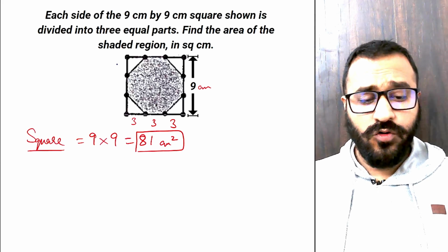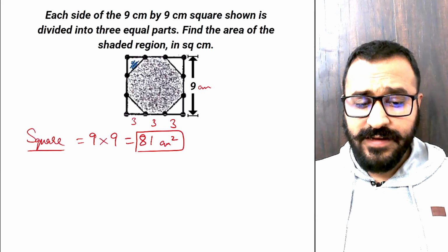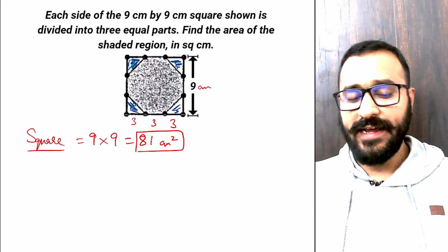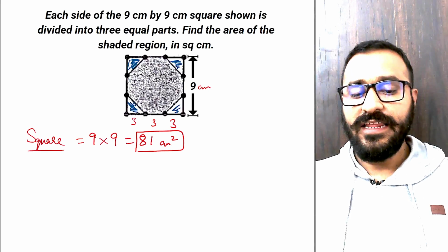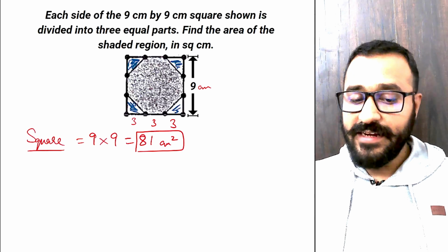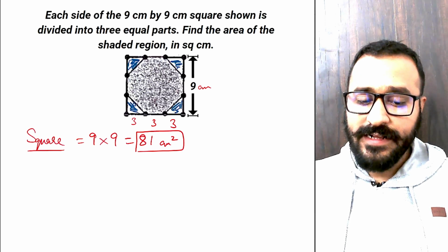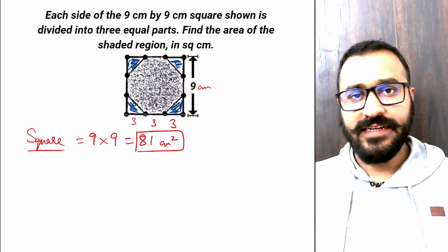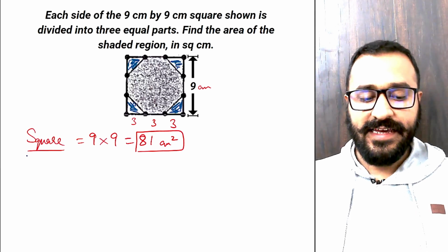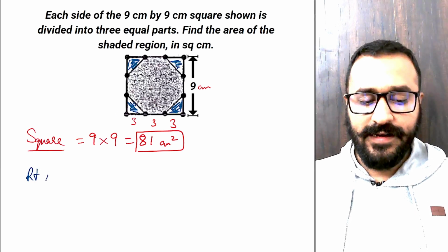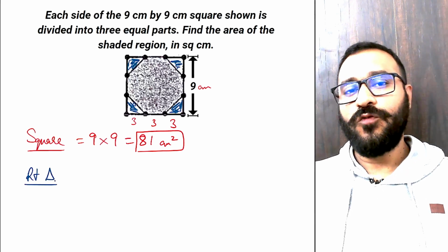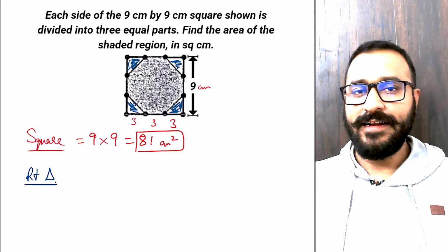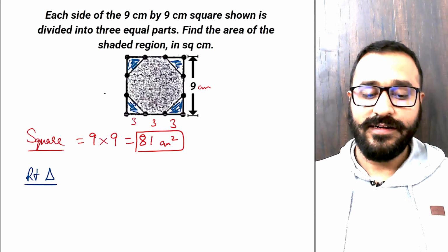Now, if I remove the area of these right triangles, 1, 2, 3, and 4. If I remove the area of these four right triangles, I can find the area of this octagon. And can you see that all the four right triangles are congruent? They are equal. So let's find the area of one right triangle and multiply it by 4 to find the area of all the four right triangles because all of them are congruent.